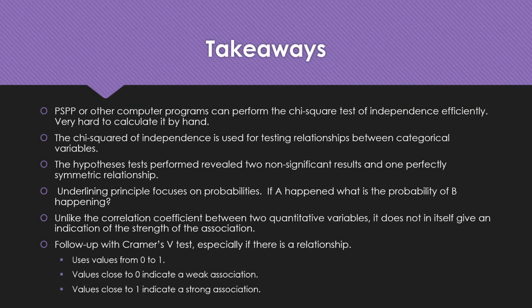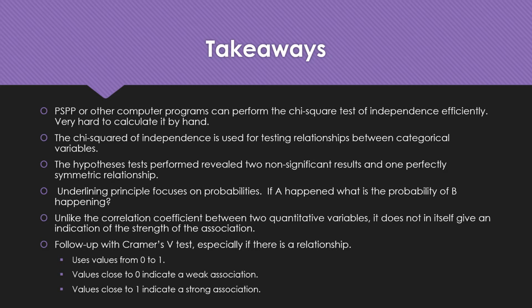There are some takeaways associated with the chi-square test of independence. I mentioned before that at first glance, the chi-square test can be rather intimidating. However, there are many computer programs out there that can calculate and perform the analysis in a very efficient manner. For this class, we have the opportunity to utilize the PSPP tool, which helped us calculate the information. It is very, very difficult to do the calculations by hand.